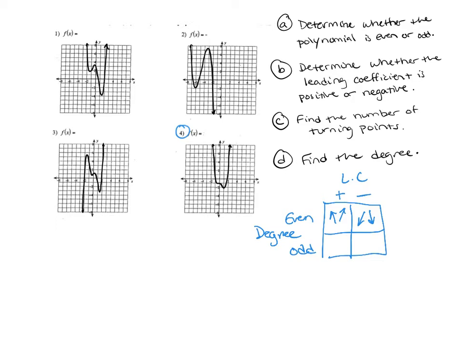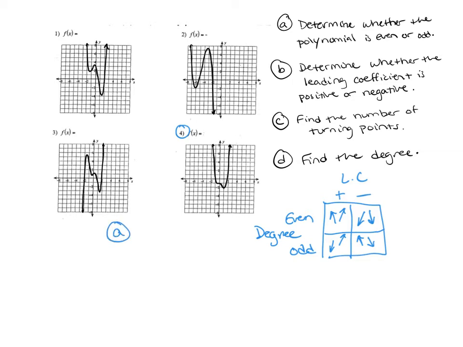If we have an odd degree, so like a line or an x cubed, and a positive leading coefficient, the right side is up and the left side is down. And then if we have an odd degree and a negative leading coefficient, that gets reflected. So we'll take a look at this for our first few problems.